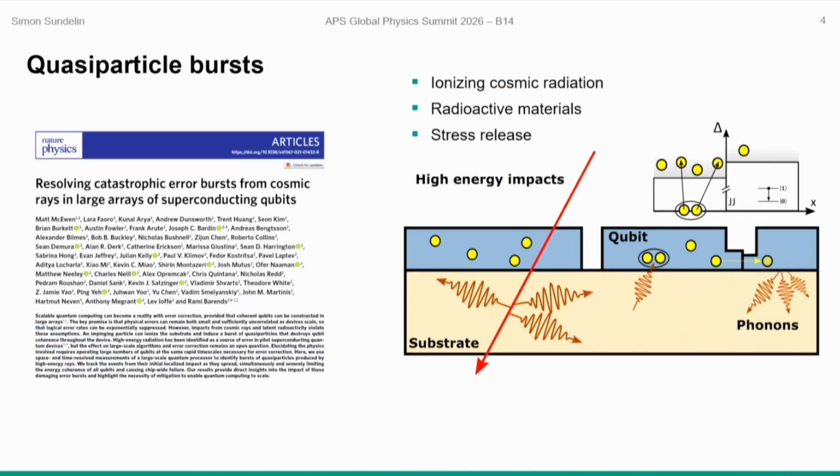But unfortunately, we can also observe these bursts of quasi-particles due to ionizing cosmic radiation, high-impact events due to radioactive materials in the vicinity of the chip, or just strain release in the superconducting film of our chip. And what this results in is very bad for quantum computation purposes, because it has been observed that these bursts of quasi-particles can cause correlated errors between multiple qubits on the very same chip. That is of course bad because our error protection protocols, if one wants to apply those, rely on the errors that we observe being uncorrelated.